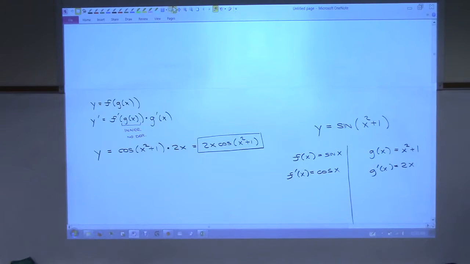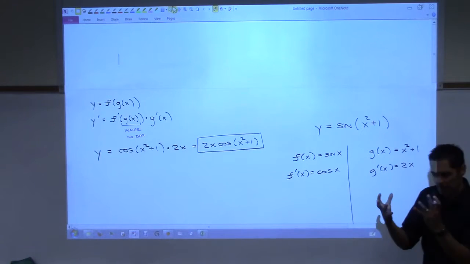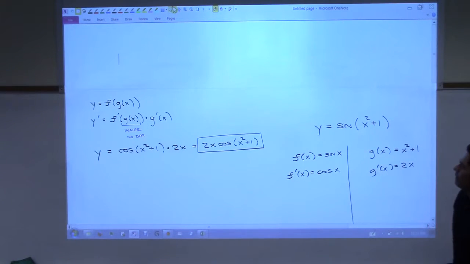Okay? It can get more complicated, but this is the essential part here. If you understand this, then it's just a matter of putting things together later. All right, let's do a different problem, all right?